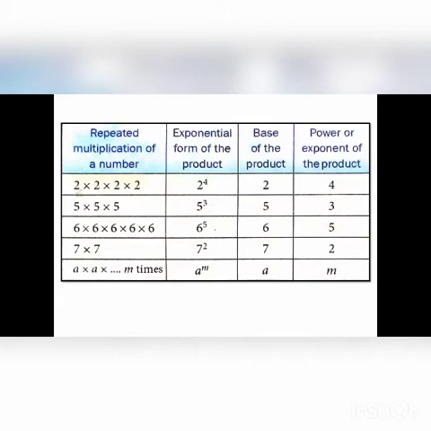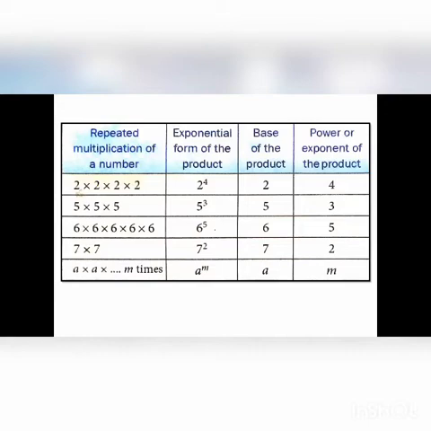5 multiply 5 multiply 5. Here 5 is repeating 3 times. So we will write in exponential form 5 raised to the power 3. Here 5 is the base and 3 is the power.